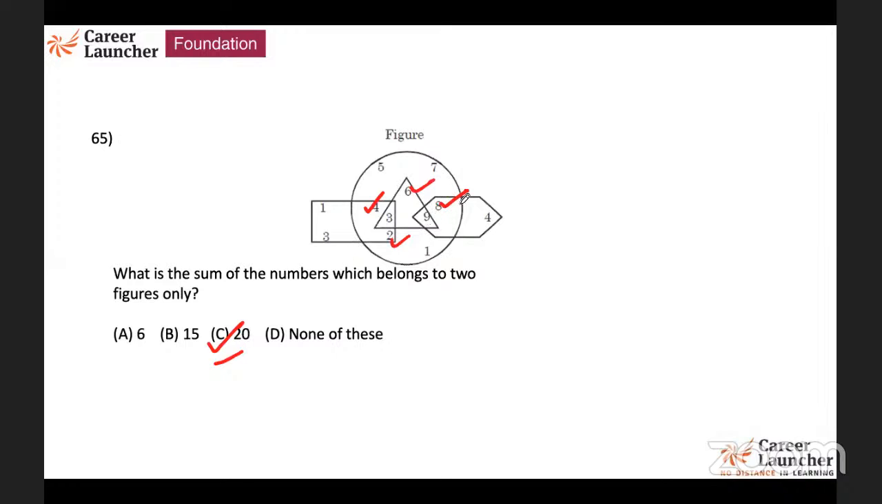See, 8 is this one and the square. 6 is the triangle and the circle. 4 is circle and the rectangle. 2 also is the same thing. The rest of them are either. This is 1 only. Remember this. This is 1. This is only 1. This is 3. This is also 3. This is only 1. So these are the only tick ones or the 2 ones.